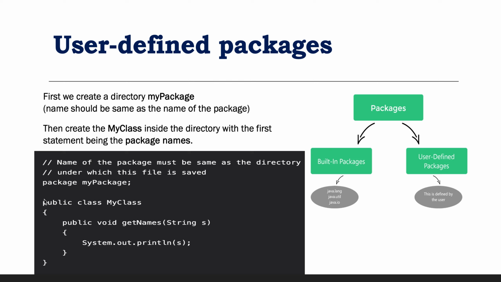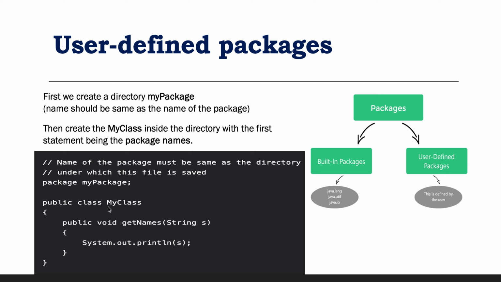Inside the package we have created one class called my class with some methods and functionality, and the first statement we have given here is package. So this is the syntax of how to create the package. We need to provide the keyword package, space, and then the package name. This package name should be the same as the one the class belongs to. We have created the directory as my package, that's why we have created the package name also as my package. So this is how we create the package, and inside the package we have created the classes.